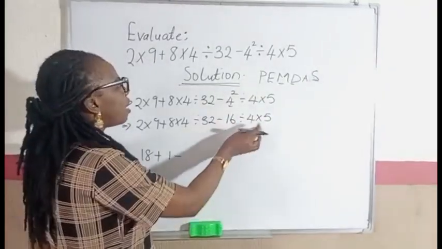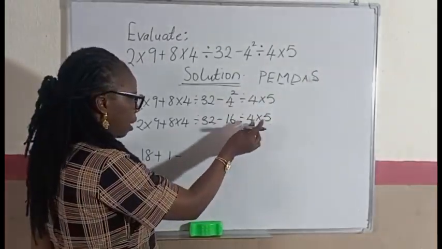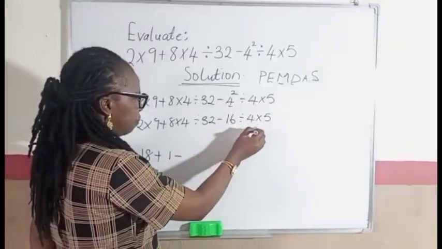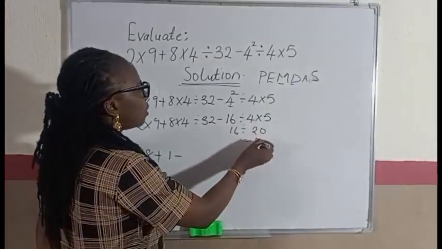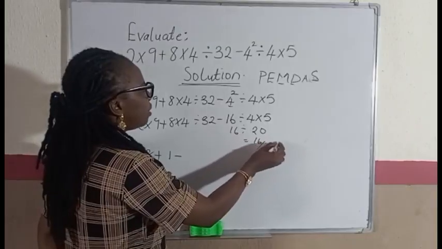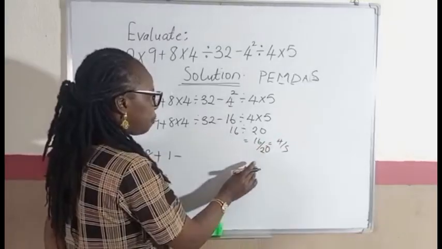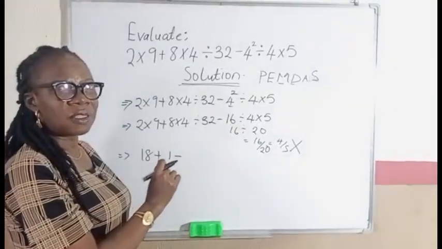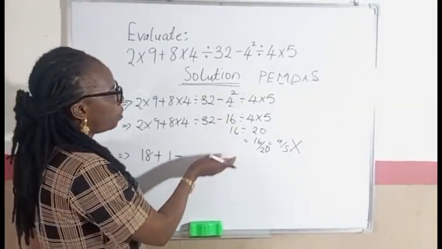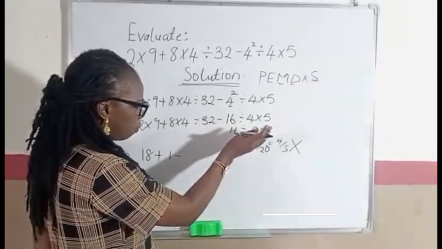Note, if you start from multiplication, you have 4 times 5, 20, which will now give you 16 over 20, that is 24 over 5. This is wrong. Multiplication and division have the same priority. You move from left to right.